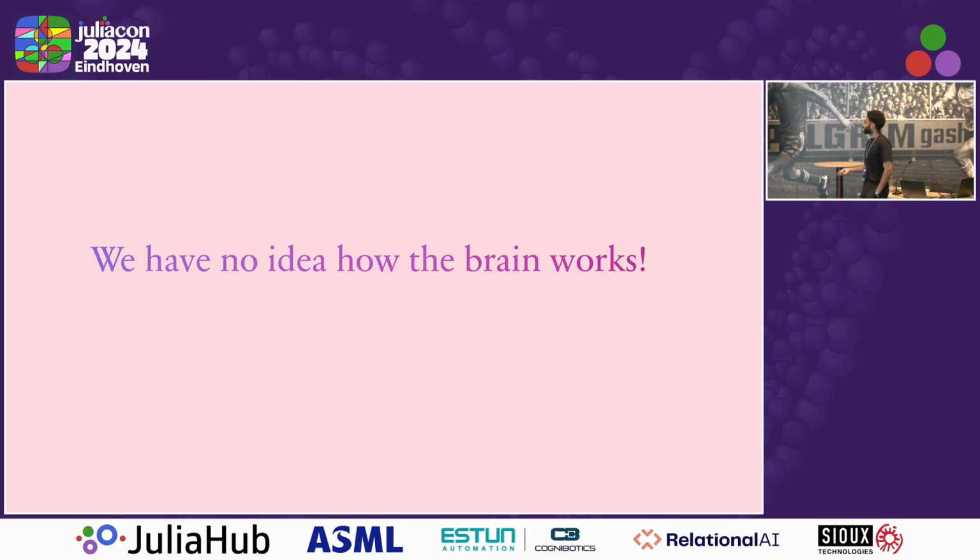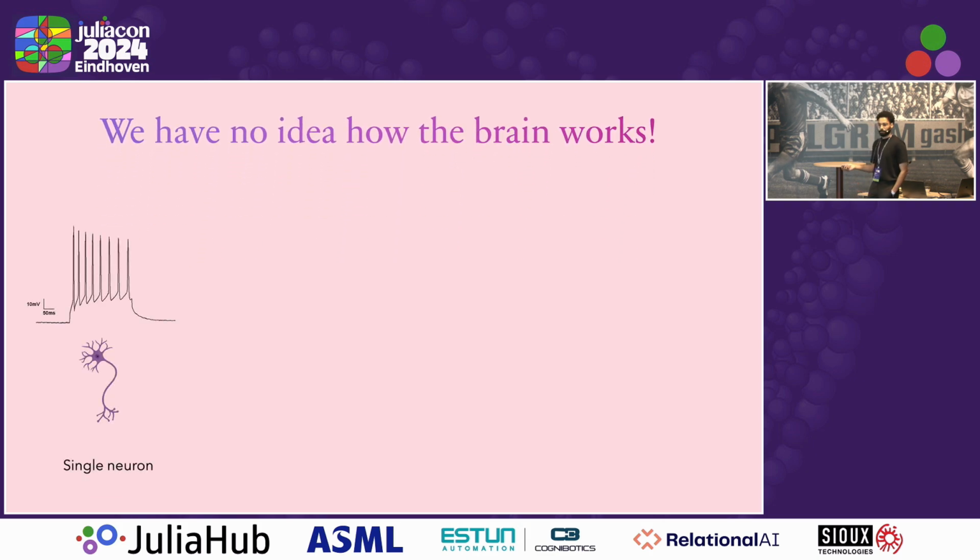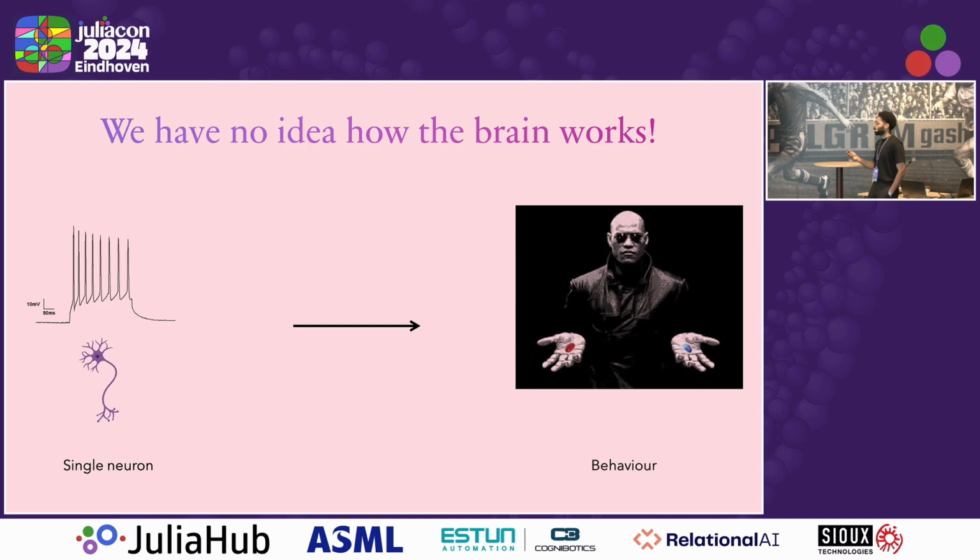If you attended the previous talk, I think the main problem is that we have no idea how the brain works. We kind of know, at least on a biophysical level, how a single neuron works, and we can explain when a neuron fires and when it does not, but we don't really know how this translates to what we observe in our daily behavior.